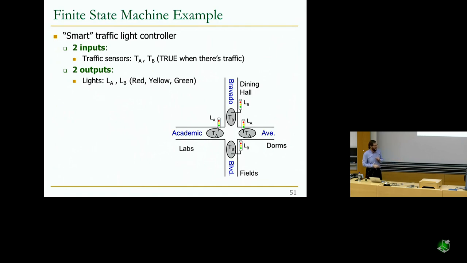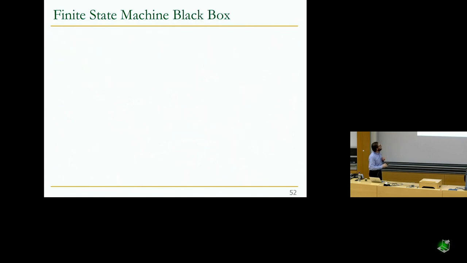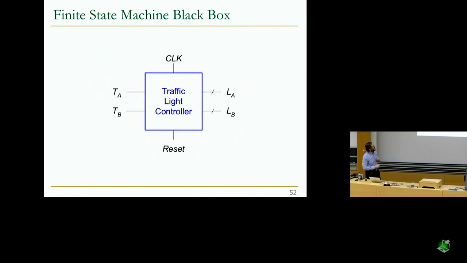So clearly there are three states for each of the lights. So this is our black box of the traffic light controller. These are the two inputs, these are the two outputs. And the outputs are actually two bits each, right, because there are three states. And assume that we can reset this.